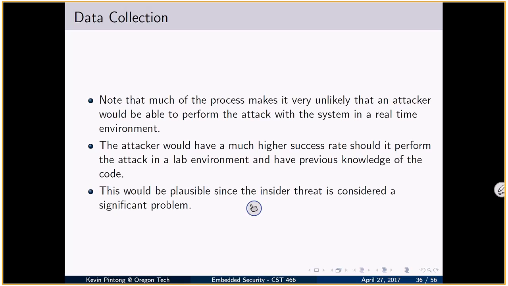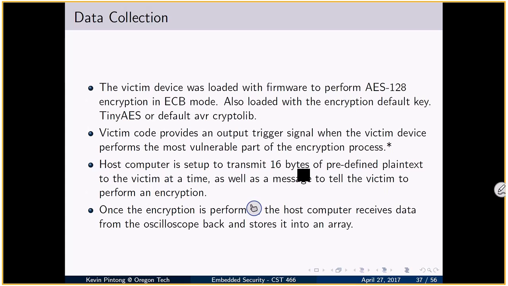So the attacker would have much higher success if you perform it in a lab environment and have previous knowledge of the code. If you have insider information, and I think I talked about insider information earlier in the class, a disgruntled employee or someone who knows how the code works or has had exposure to how your company operates and how the code's written, that could help the attacker. It is a significant problem, this insider threat. Let's say I work for OIT now, but I become a disgruntled employee.